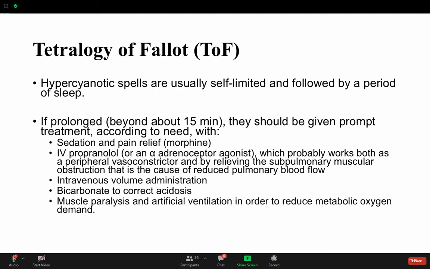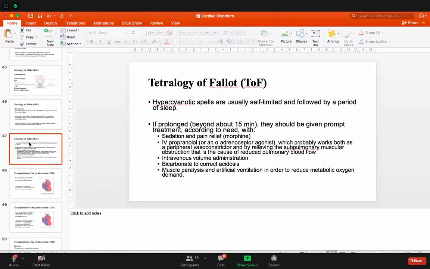Don't worry about the hypercyanotic spells. You don't need to know the management of it. Let's just delete this.